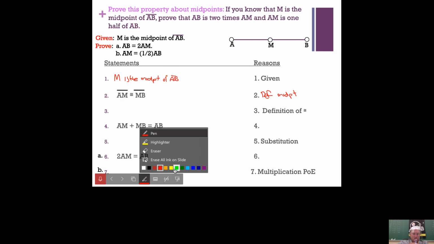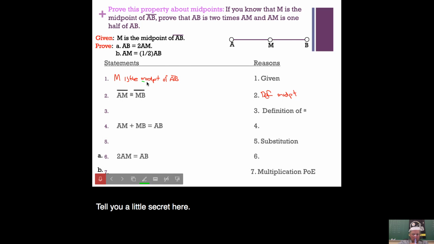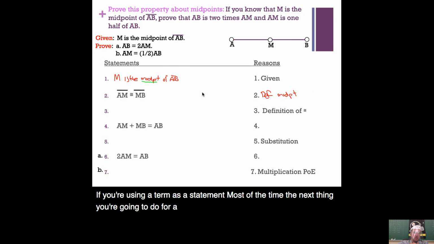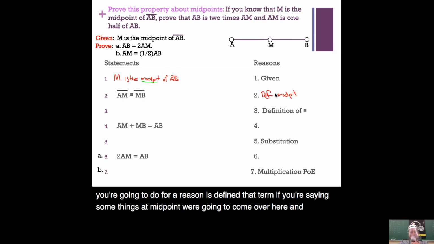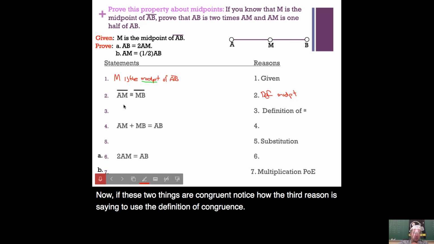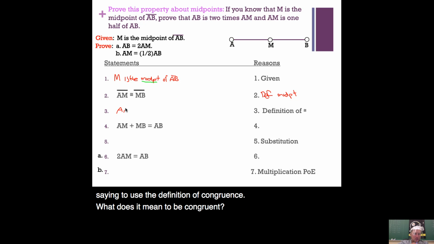I'll tell you a little secret here. If you're using a term as a statement, most of the time, the next thing you're going to do for a reason is define that term. If you're saying something's a midpoint, we're going to come over here and say, well, what does it mean to be a midpoint? Use that definition. It means these two things are congruent. Now, if these two things are congruent, notice how the third reason is to use the definition of congruence. What does it mean to be congruent? It means those two segments have the same length.